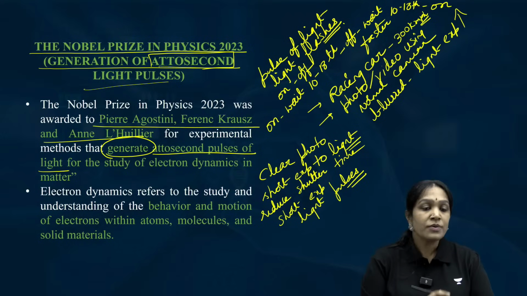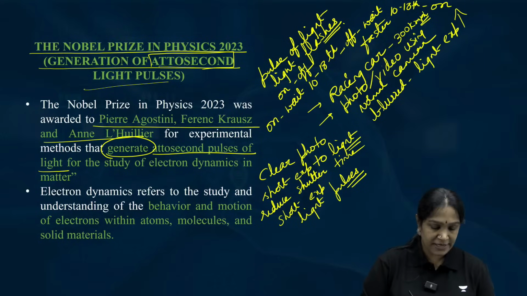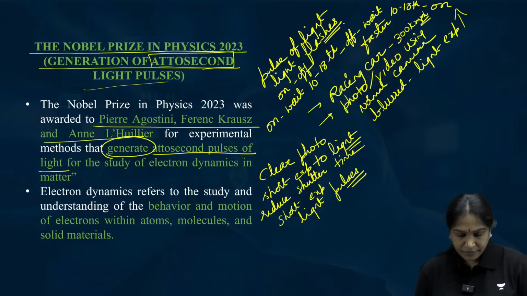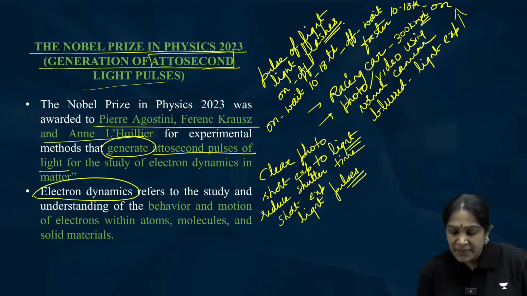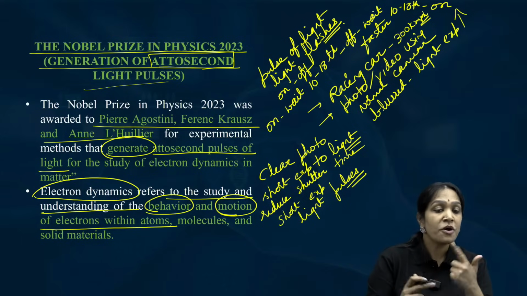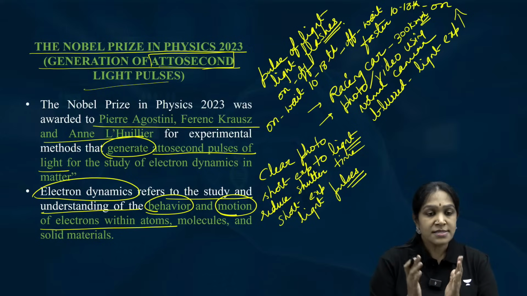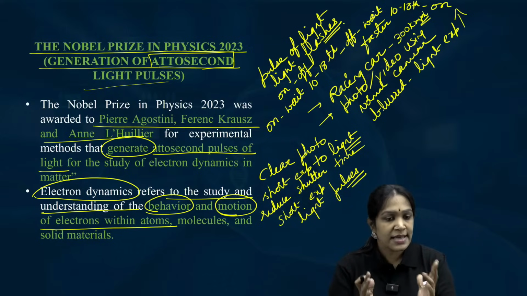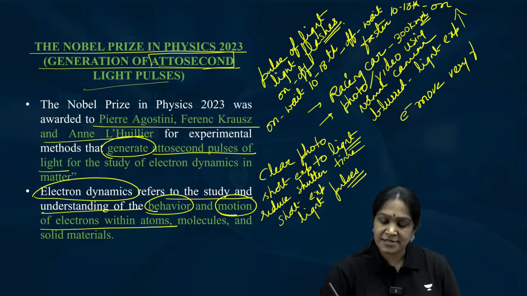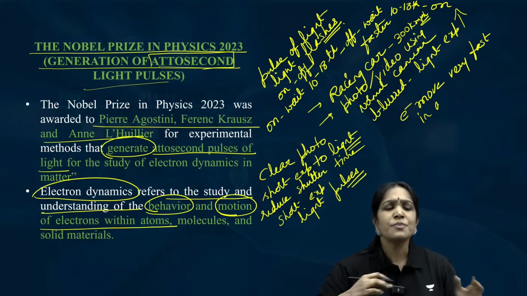Now the topic is, what is electron dynamics? What do you mean by the word electron dynamics? Electron dynamics refers to the study and understanding of the behavior and motion of electrons within the atom. Studying the movement of electrons inside an atom. These electrons move very fast in an atom, much faster than a racing car.